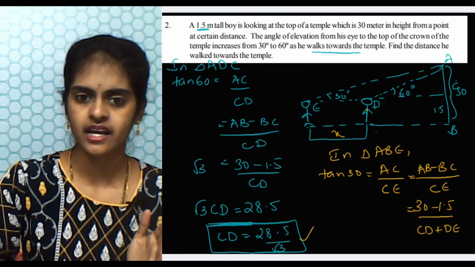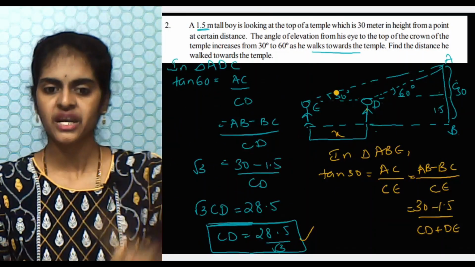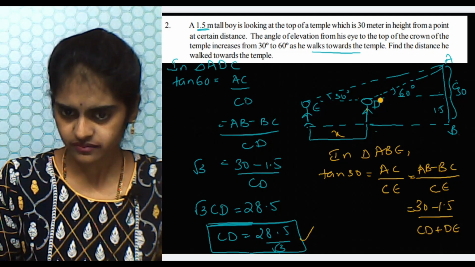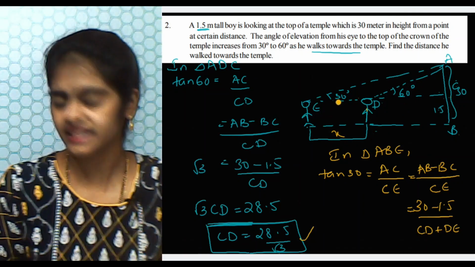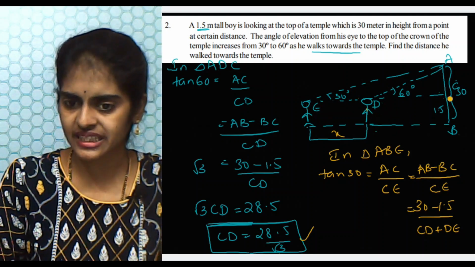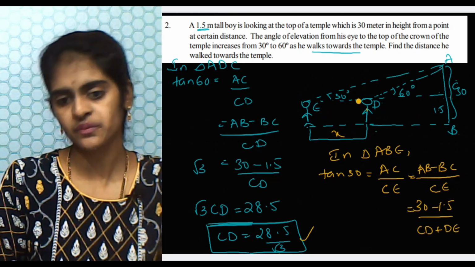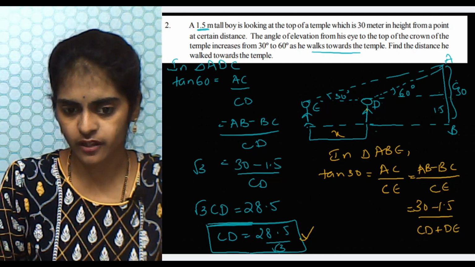So this says 57 by root 3. Firstly, what did we do? We have taken the two triangles. One triangle is with angle 60, the other triangle is with angle 30. Now both the distances, CD and DE, we don't know, but in this triangle I'm just finding out what CD is, so I got CD.